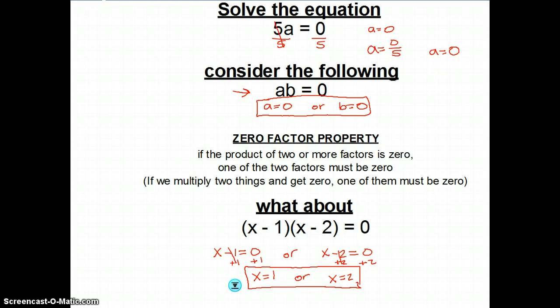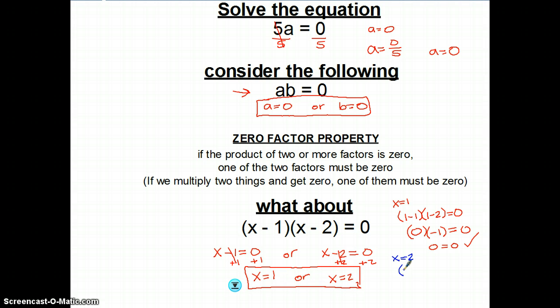I'll go through and check my answer really quick just to be sure that it works. Step 1, I'm going to try x equaling 1. Plugging in a 1 on the left, I get 1 minus 1, and the factor on the right becomes 1 minus 2 equals 0. 1 minus 1 is 0, times 1 minus 2, which is negative 1, is 0. 0 times negative 1 is in fact 0, and 0 equals 0. That is true. Now I'm going to try the second solution, which is x equals 2.